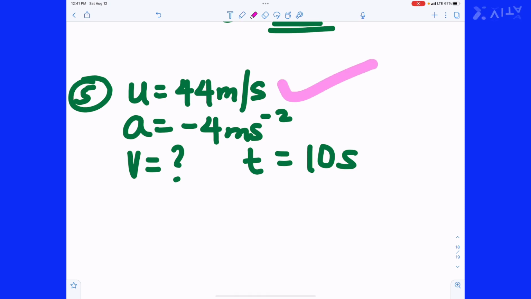A train moving at 44 meters per second has an acceleration of minus 4 meters per second squared. This negative means that the train is slowing down. It's not speeding up. Its velocity is reducing. So you will see that when I draw the graph. What will be its velocity after 10 seconds? Let's go ahead and do that.